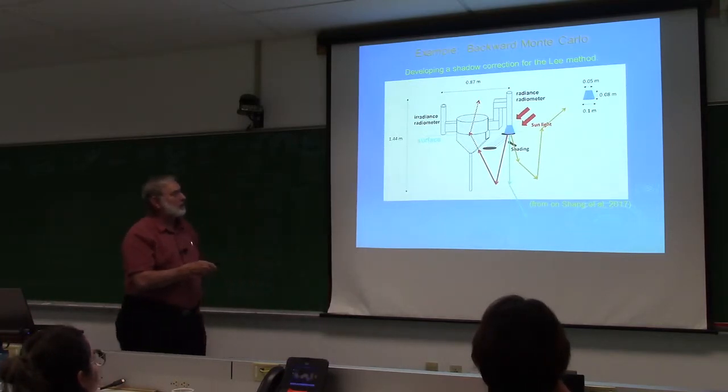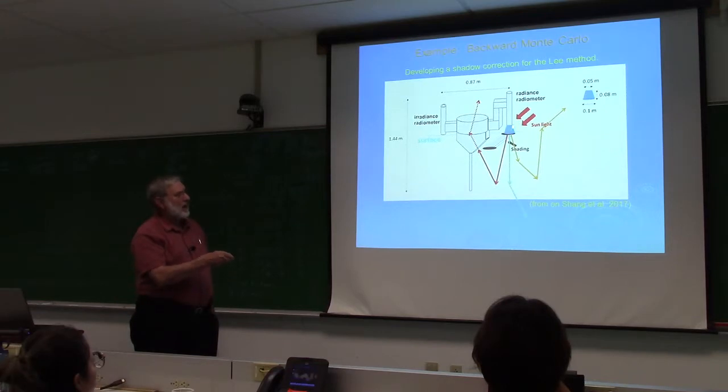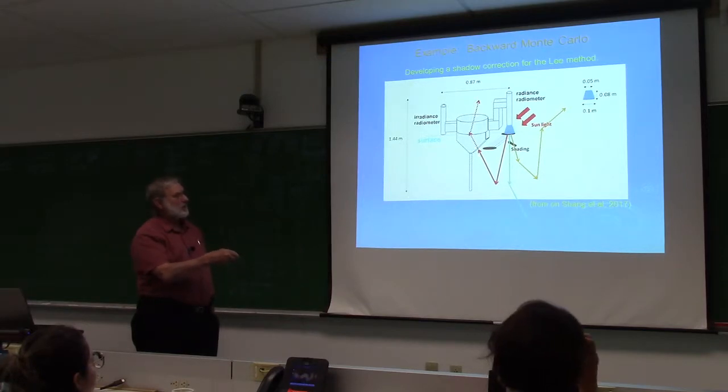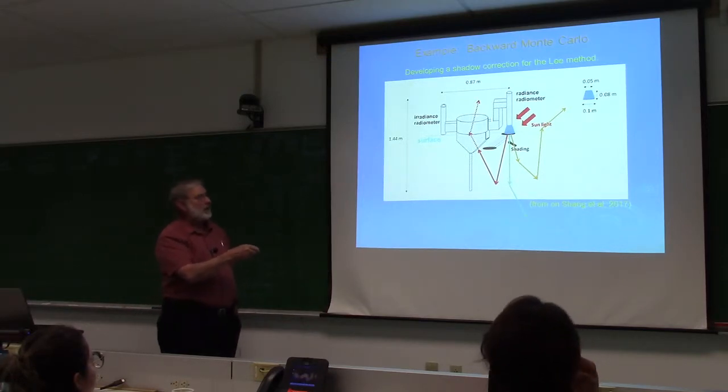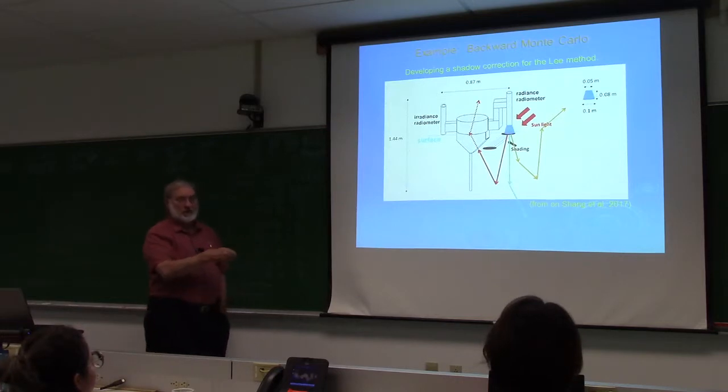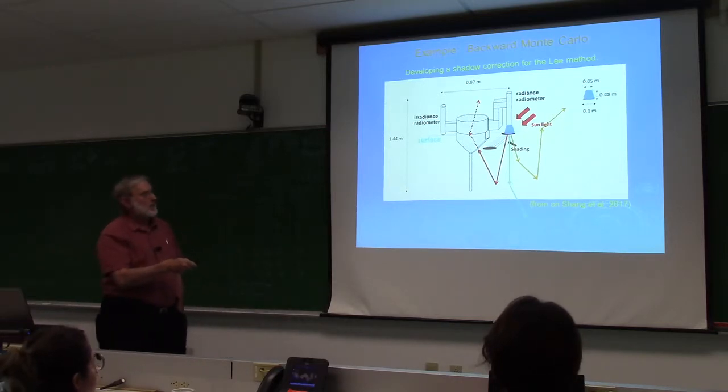So they set up this big backward Monte Carlo code where they shoot photons out of the instrument. They go bouncing around in the water. Some of them make it up to the sky. Some of them don't. Some of them come over and hit the instrument, and that gets the instrument effect. So that's what they're doing in their paper here.